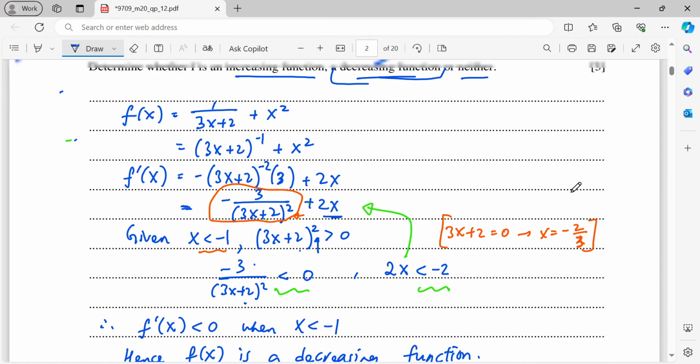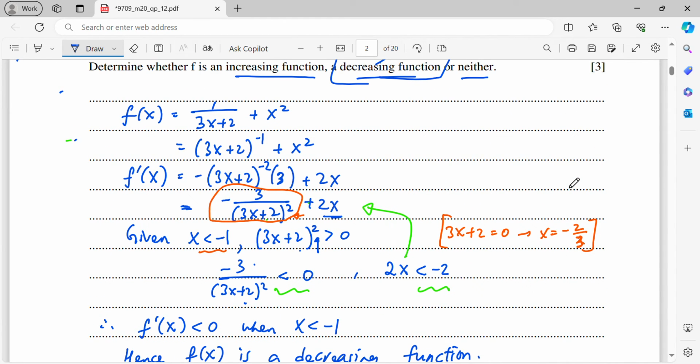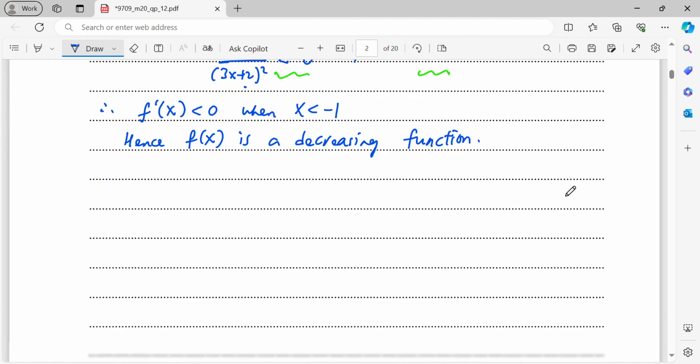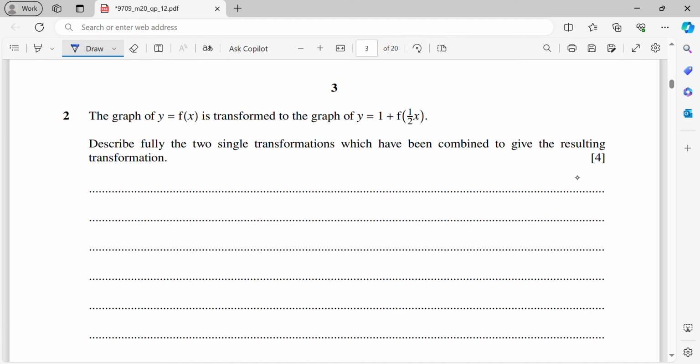So done for question number 1. Okay, now for question number 2, the graph of f(x) is transformed into the graph of y equals 1 plus f of half x. Right, just now 1x now becomes half x. Describe fully the two single transformations which have been combined to give the resultant transformation.